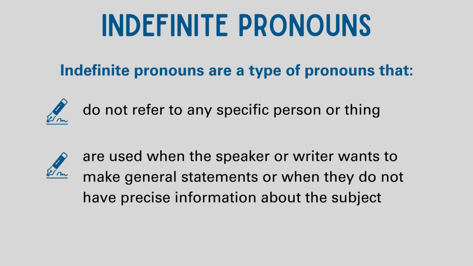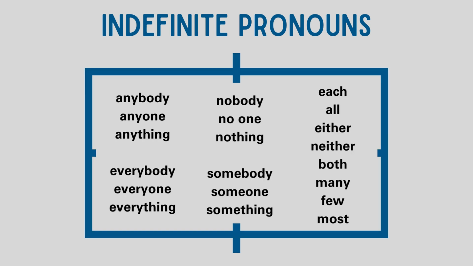They're called indefinite pronouns. Indefinite because they do not refer to a specific person or thing. They are used for general statements or when there's no precise information about the subject. Here are some of the common examples of indefinite pronouns: anybody, anyone, anything, and similar variants with no, every, and some. Also, each, all, either, neither, both, many, few, and most.